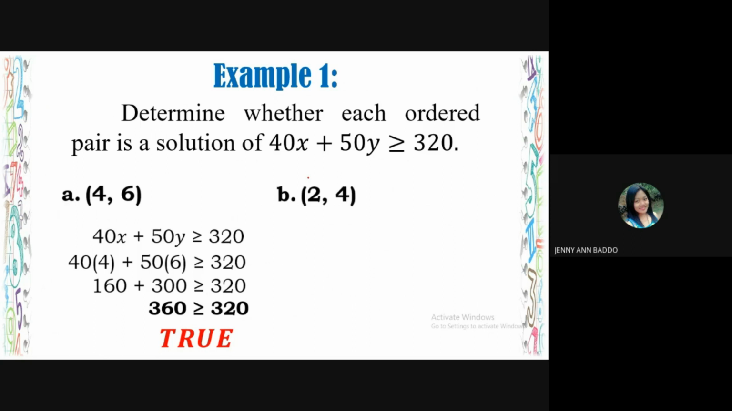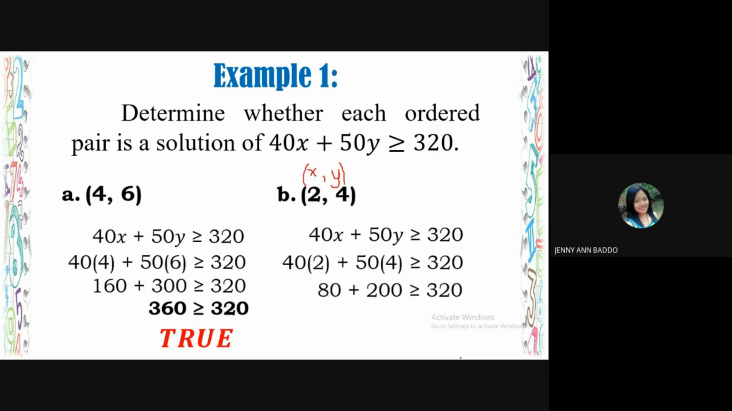Another example, we have 2, 4. Again, we get the given linear inequality, 40x plus 50y is greater than or equal to 320. By substitution, we have 40 times 2, then plus 50 times 4 is greater than or equal to 320. Always remember that the first coordinate in an ordered pair is the x, and the second coordinate is always the y.